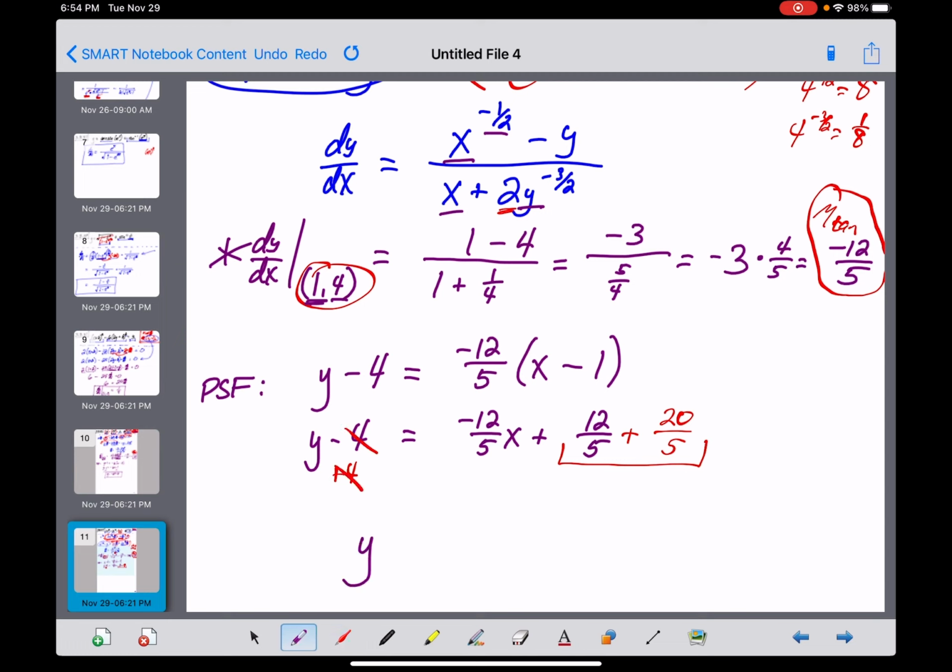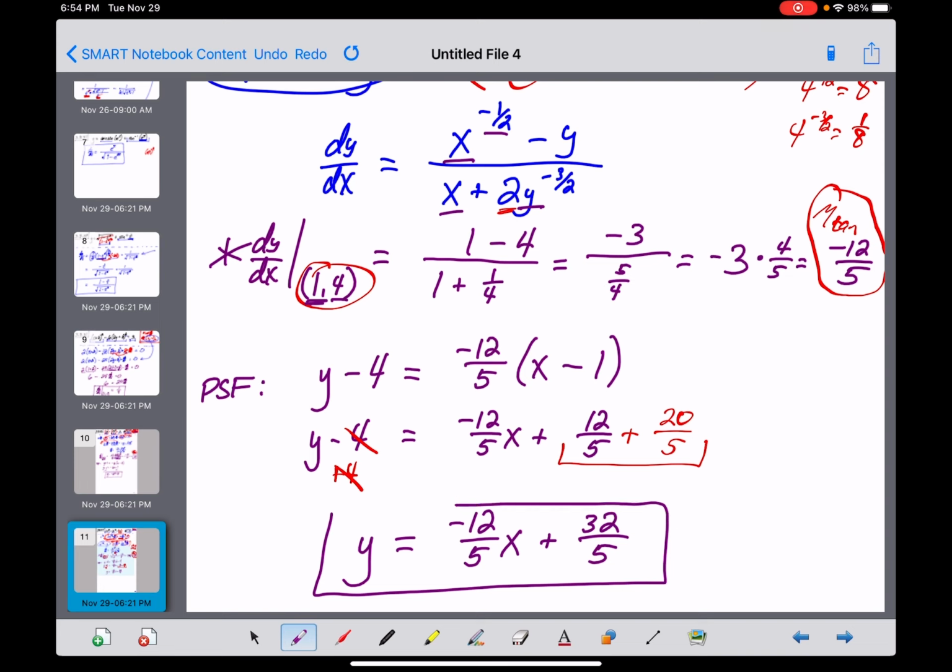And this should be my final answer now, guys. y is equal to negative 12/5 x plus, that's not very pretty, 32/5. That doesn't simplify at all. So there's my answer, guys, in slope-intercept form. Okay, so that is what we came up with. And that matches their answer in the solutions manual for problem number 57.